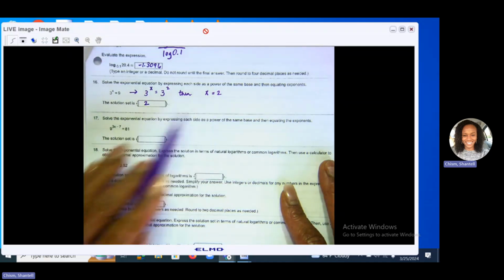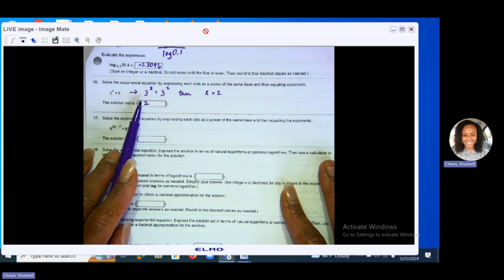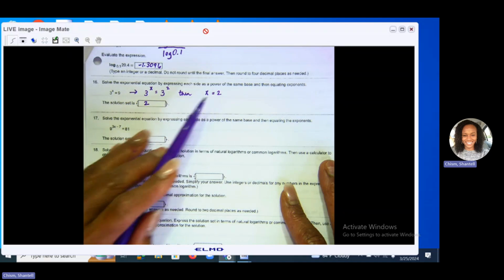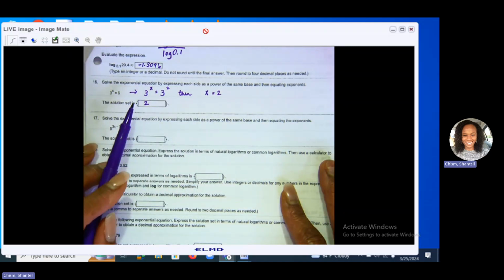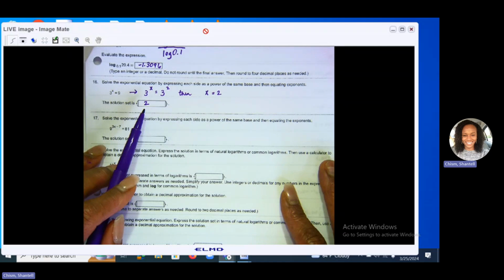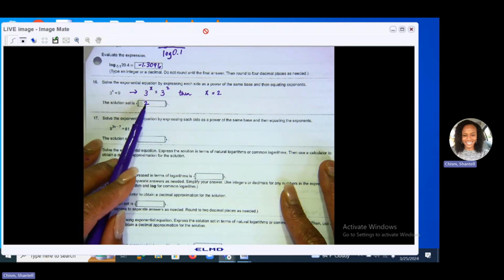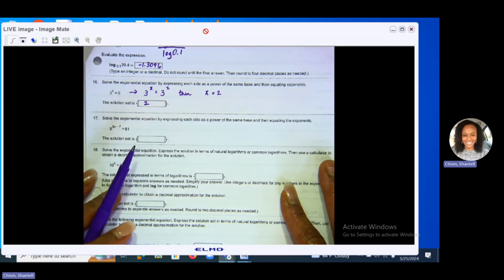You won't write x equals 2 because notice how they want you to express the answer. They give you set builder, which means they just want the answer here. If they wanted the equation, it would say express the answer as an equation. You would actually then write x equals 2. But here they just want the solution set, the value that x is equal to.